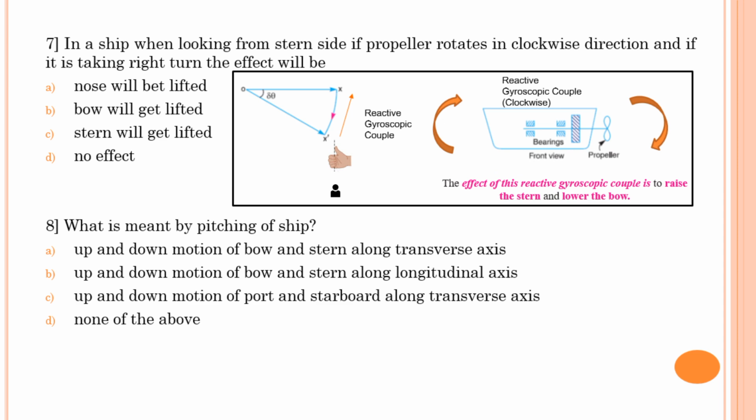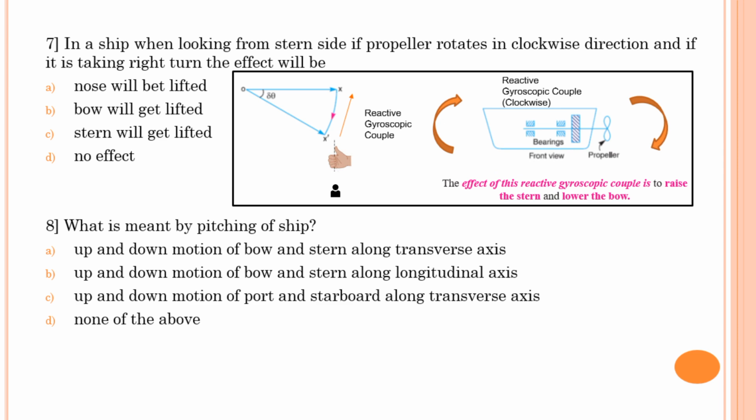Now in the vector diagram you can observe the reactive gyroscopic couple from the bottommost position is moving away from you. While taking a turn, I have said you have to look from the bottommost position, and that vector is moving away from you. Make the right hand thumb away from you, then the fingers represent the clockwise direction. Put the clockwise couple in the front view of the ship.